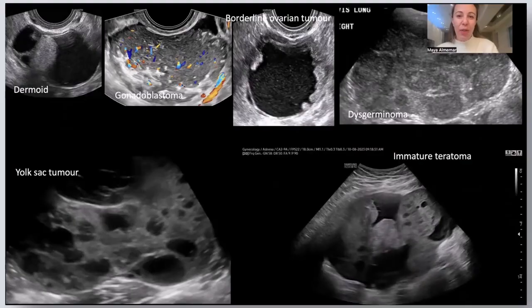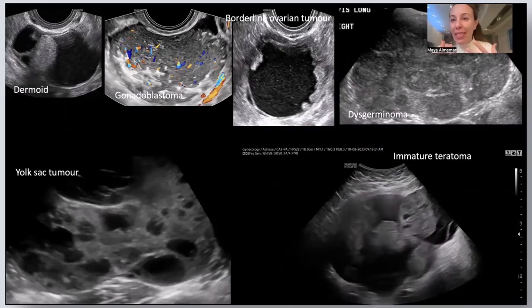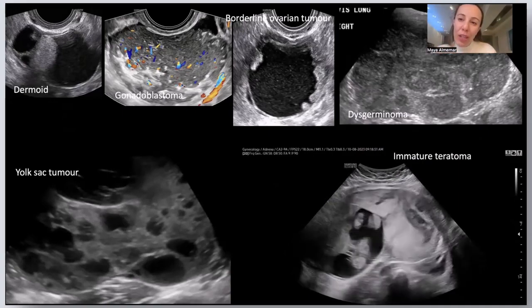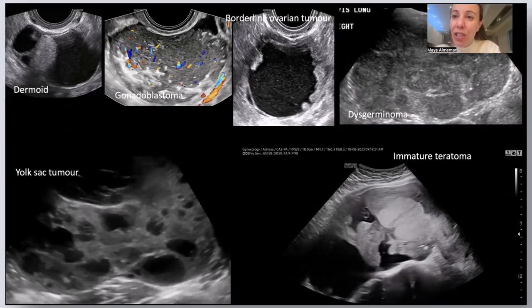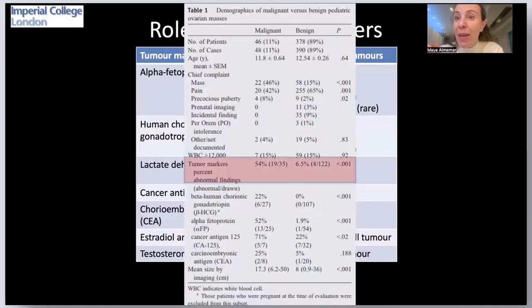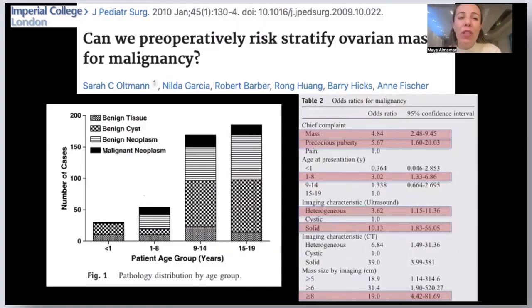However, having said all that, are there any ways, apart from learning these, pattern recognition and scanning lots, are there any other tools that we can use to help us better diagnose adnexal lesions in this cohort of patients? Well, you could consider tumor markers, and there are many depending on the type of cyst you may be worried about. So CA125 is typically raised in epithelial cell tumors, or for example, alpha fetoprotein in immature teratomas or yolk sac tumors. But in fact, they're only really positive, meaning abnormal, in about 54% of malignancies. So this isn't always useful.